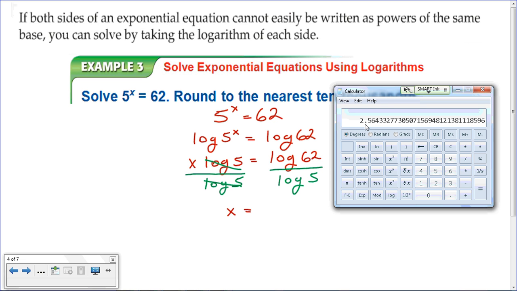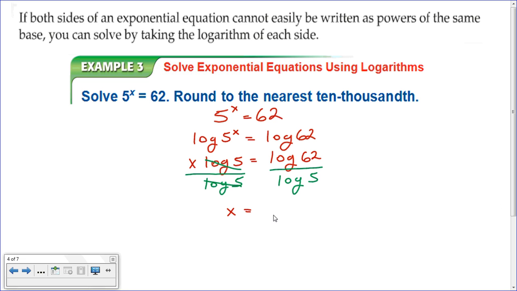We're going to round it to the nearest 10,000ths place. Tenths, hundredths, thousandths, 10,000ths. Next to it, I have a 3, so that's not going to increase. My answer is 2.5643. And remember, this is an approximation, so rather than use the equal sign, I use the approximately sign.